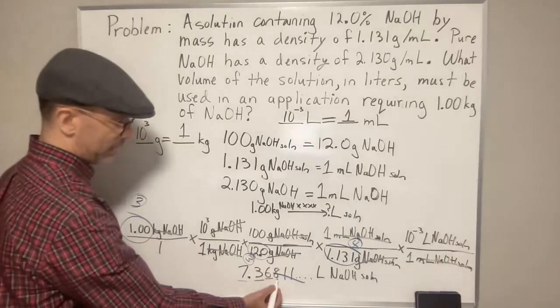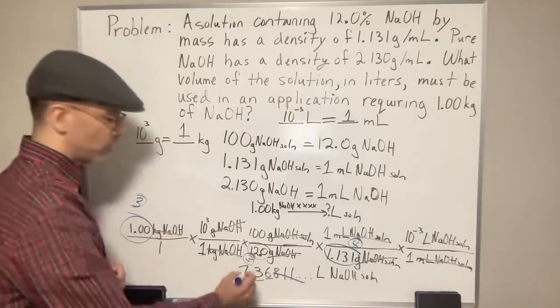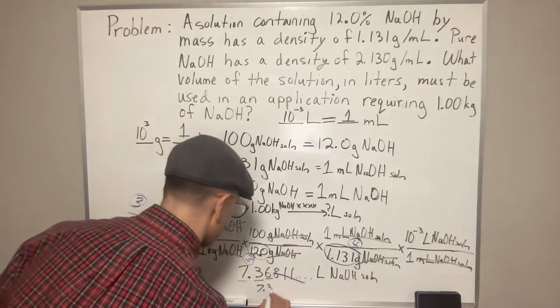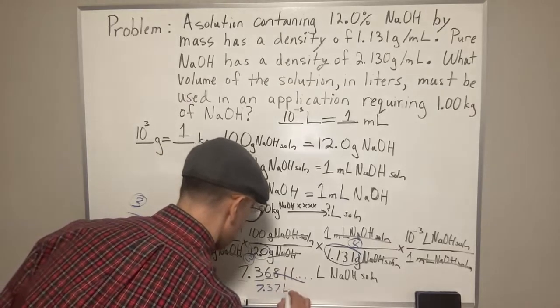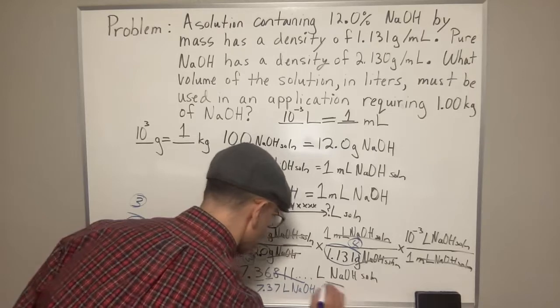Notice that this is an 8. So that means we round this 6 to a 7. So that means our final answer is 7.37 liters of NaOH solution.